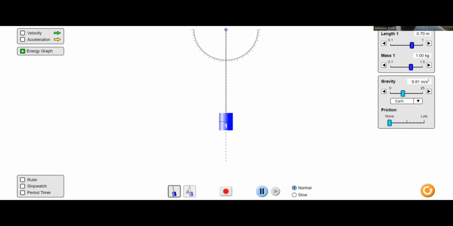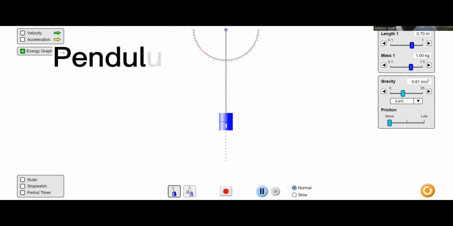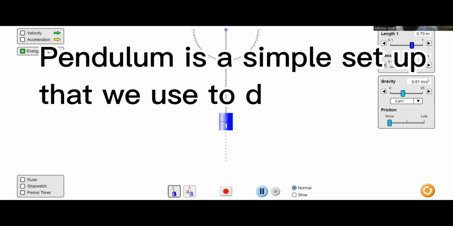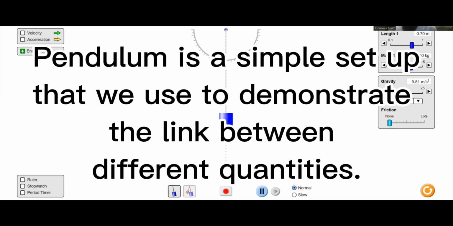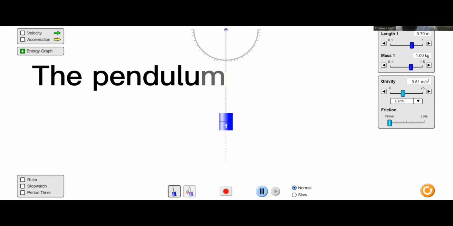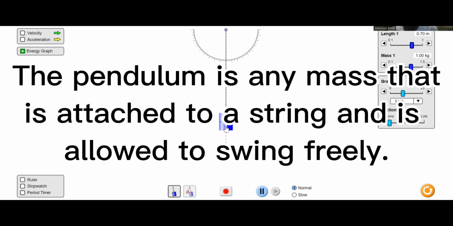Now, today we'll be looking at CSEC Physics. We are still on the aspect of forces, the effect of forces on motion, shape, size and direction. Today's lesson will be more on the pendulum. The pendulum is a simple setup that we use to demonstrate the link between different quantities. A pendulum is any mass that is attached to a string and is allowed to swing freely.